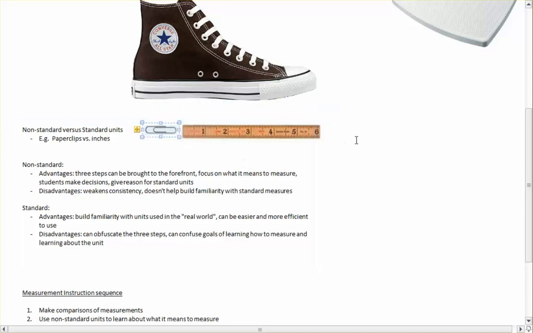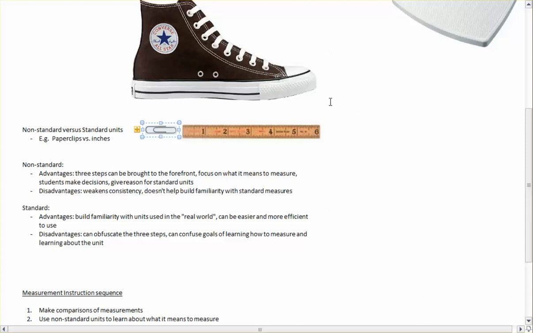That's a non-standard unit. Why would you bother doing that? There are some real advantages to using non-standard units, especially with young students who are just learning about measurement. They can really focus on the three steps. You can ask them, what should we measure about the shoe? How are we going to do that? What should we choose to measure it? What units are we going to use? When they have the paper clip in hand, they have to repeatedly line it up. They're learning that length is comparing it to how many units we have, how many paper clips. So focusing on what it means to measure comes through with non-standard units. The students can make some decisions in that process.